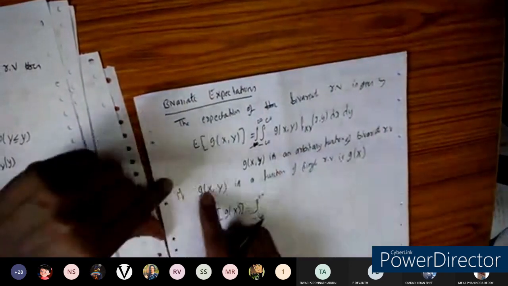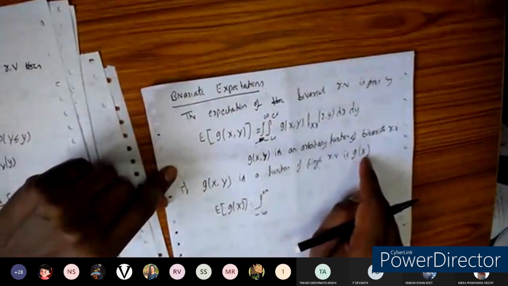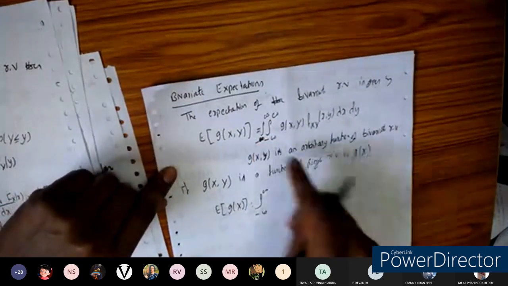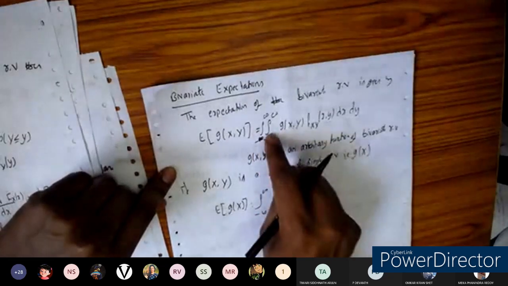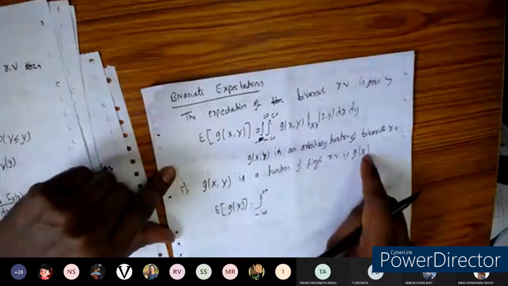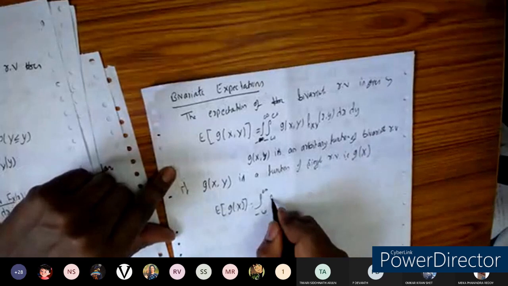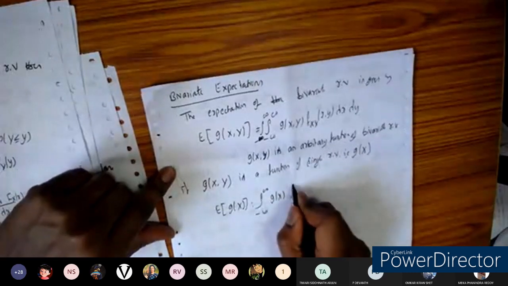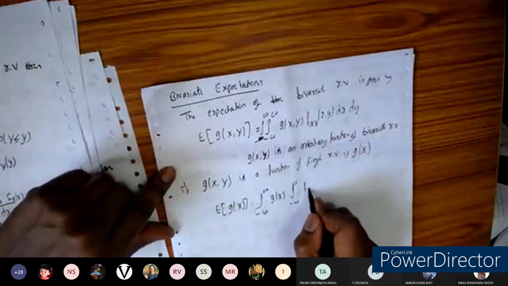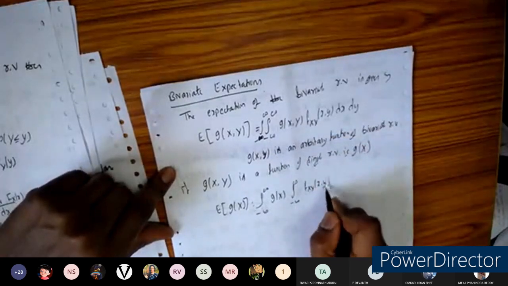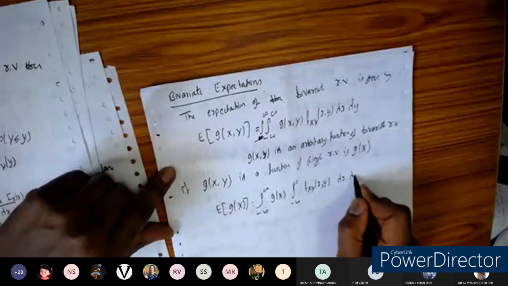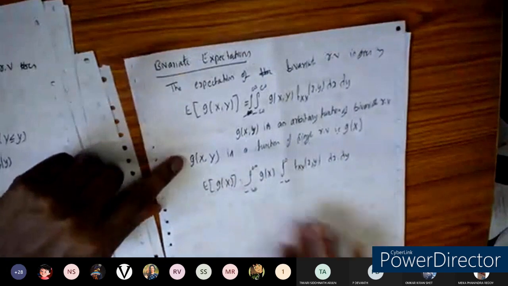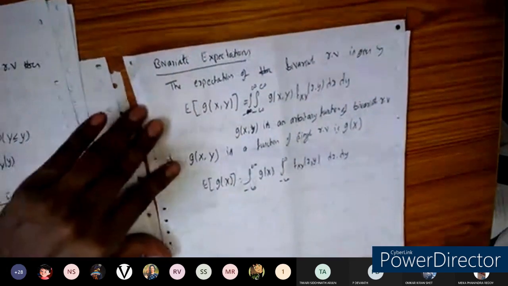Now g of x comma y, we are going to take it as a function of the single random variable. So we had made this correction, fine. One integral is a function of x, the other integral is a function of y. Since I'm taking g of x here, one integral is a function of x, and the other is over f of x y of x comma y, into dx into dy.